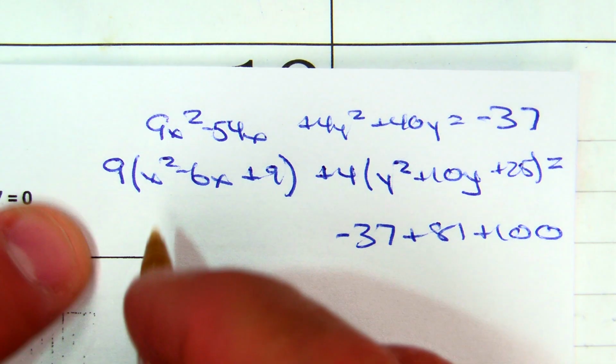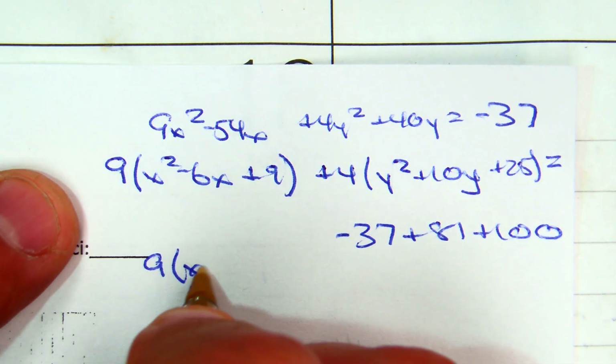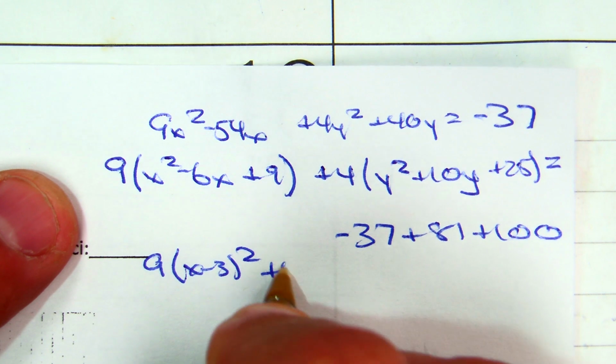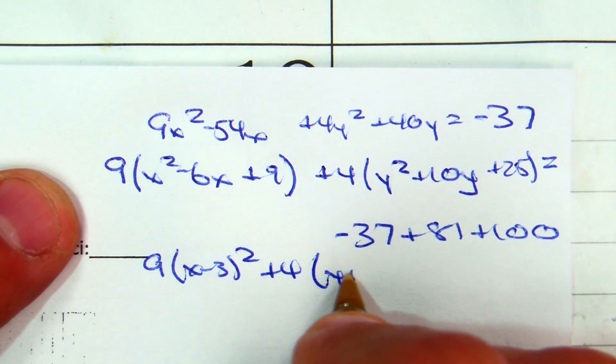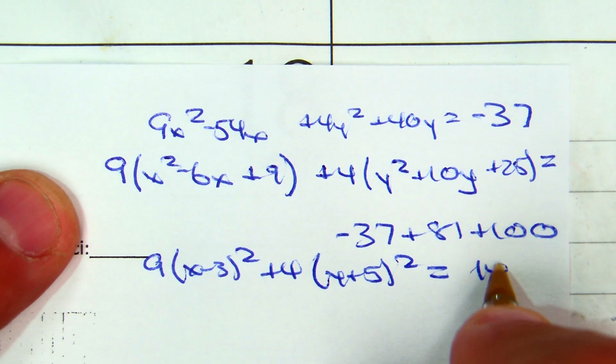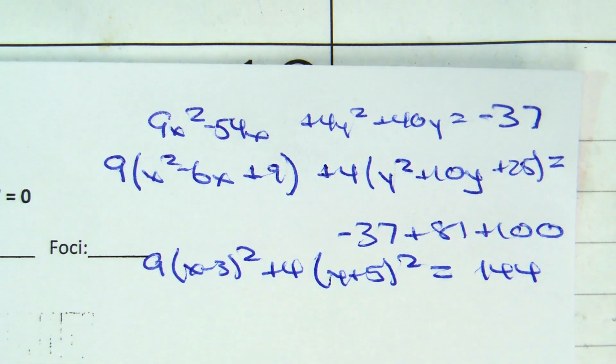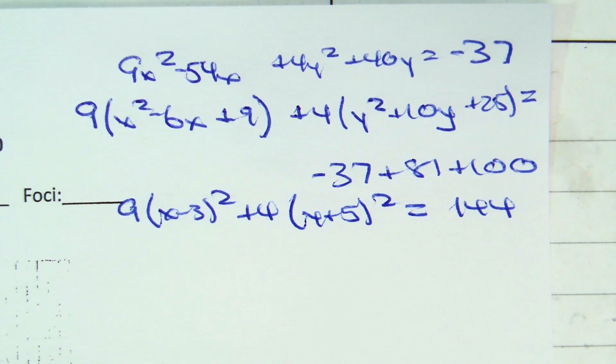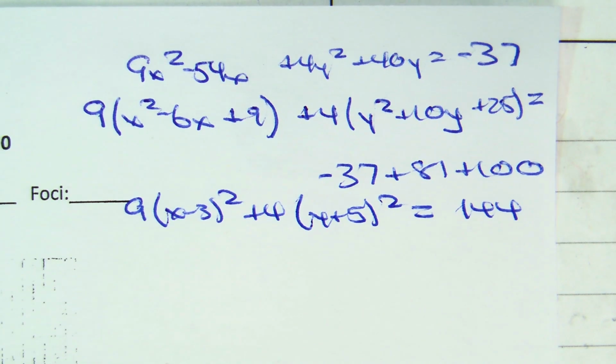So now we're going to factor 9 times x minus 3 squared plus 4 times y plus 5 squared equals 144. So that's what we want to get it in first.